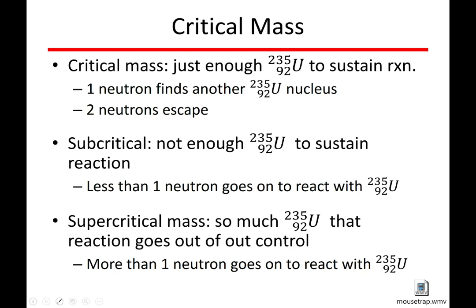We can visualize this in a video where we're going to have a whole bunch of mouse traps. And you can imagine every single mouse trap is like a uranium-235 nucleus. And every mouse trap will be spring-loaded with a ping pong ball. So think of the ping pong ball as being a neutron. We're going to drop a neutron or a ping pong ball into this array of mouse traps, and you're going to see what happens when you have a supercritical situation where the reaction goes out of control.